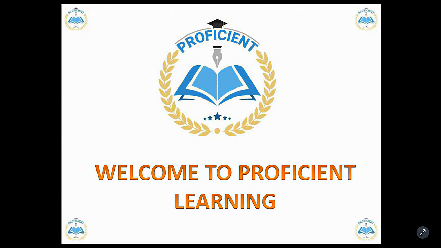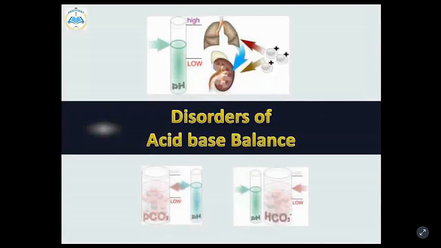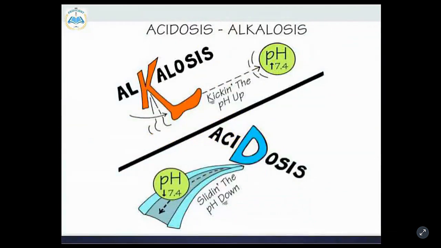The topic chosen for today's discussion is disorders of acid-base balance. So, what is the normal pH of blood? Normal pH of blood is 7.35 to 7.45. Any pH that is above 7.45 is known as alkalosis, and any pH that is less than 7.35 is called acidosis. So the easiest way to remember would be: alkalosis has got a K, which means kicking the pH up. Acidosis has got a D, which means sliding down the pH.